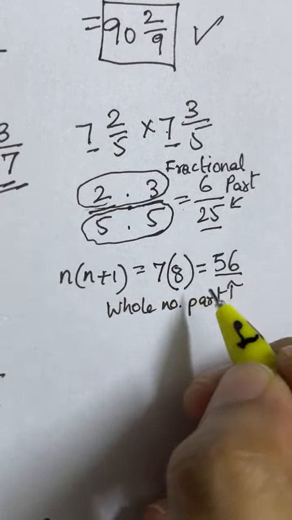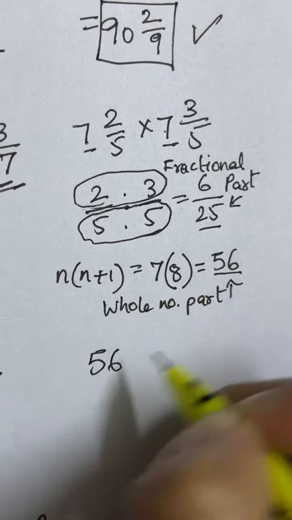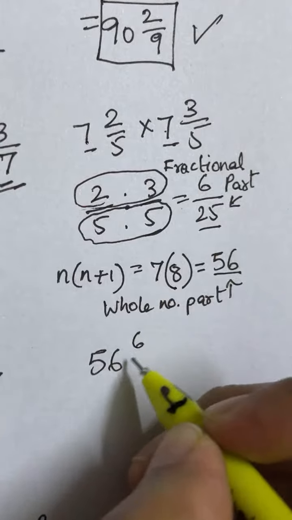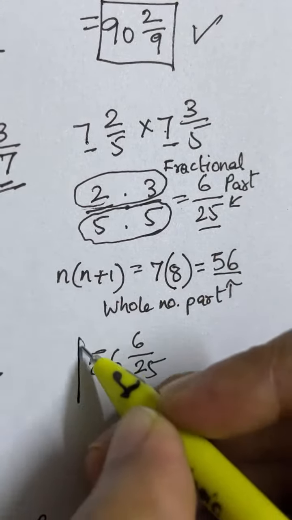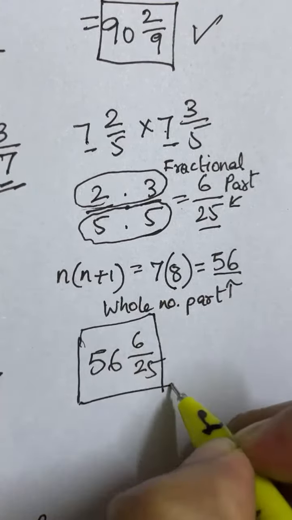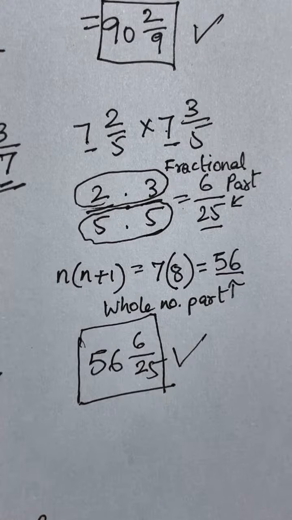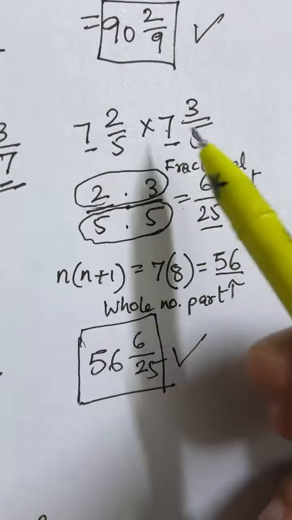So the whole number part is 56. And the fractional part is 6 over 25. And that's it. I've got my mixed number directly. So this applies when your whole number part is same.